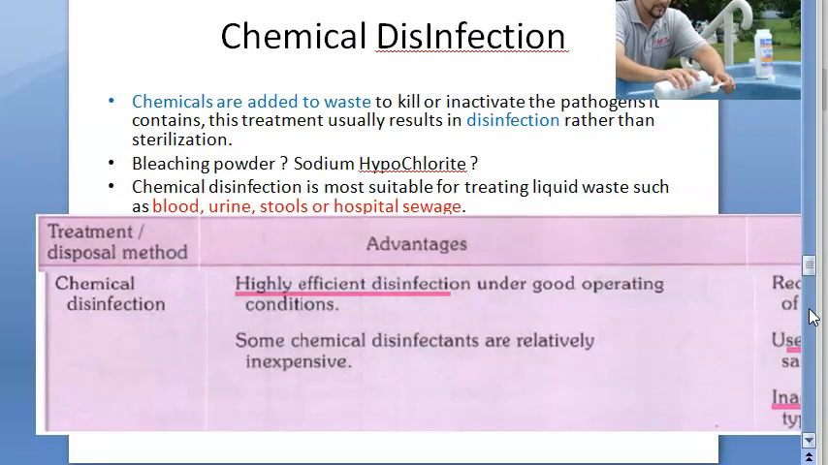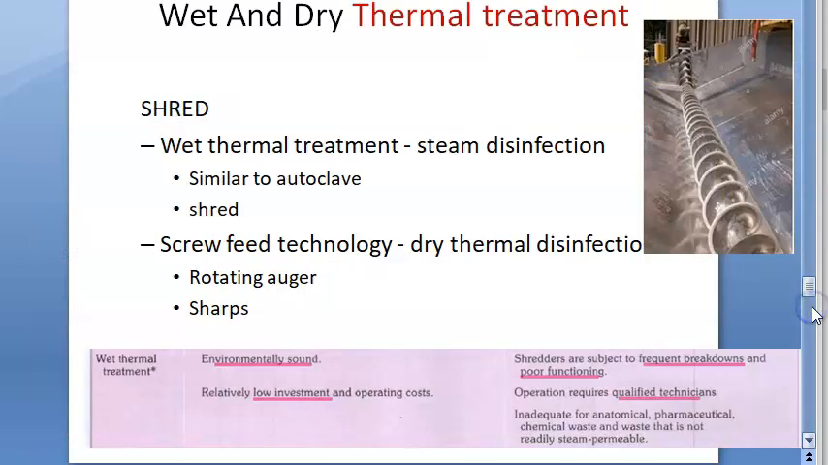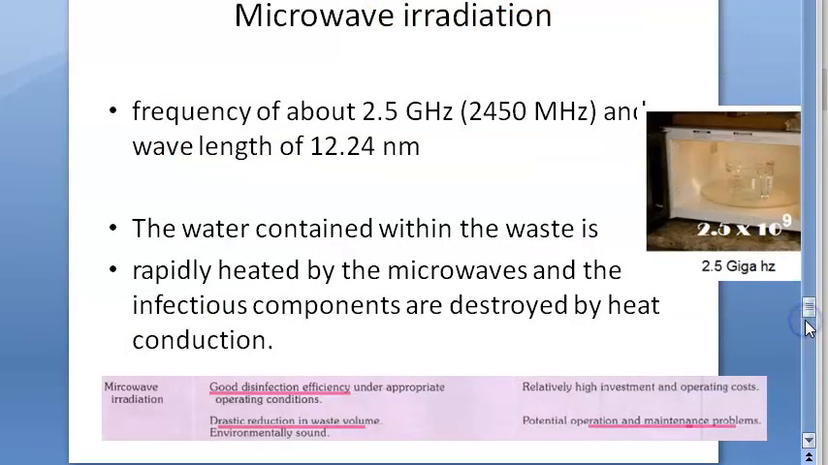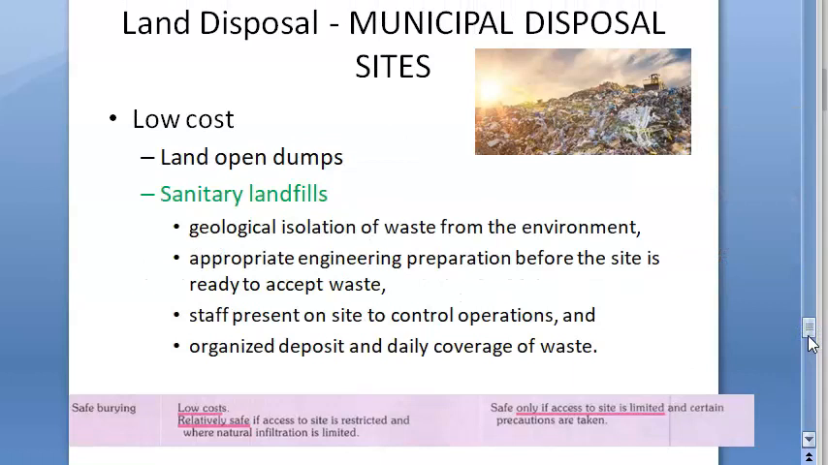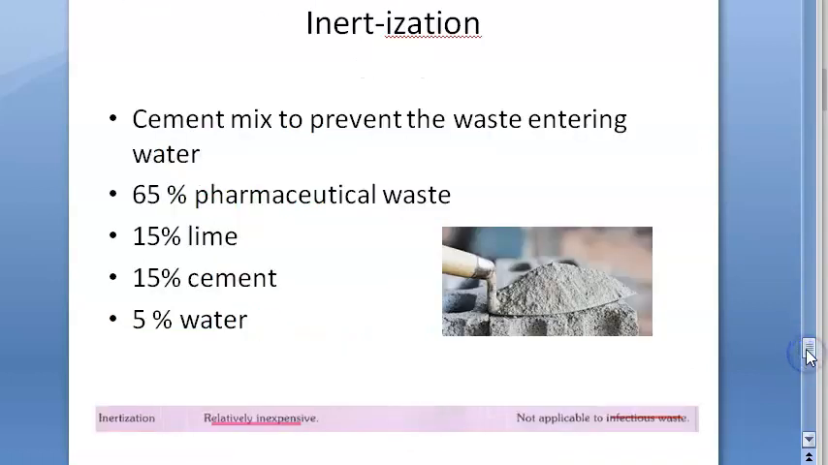Chemical disinfection, disinfect with some chemicals. Wet and dry thermal treatment, shred and do some thermal treatment. Microwave irradiation, gigahertz, remember. Water contained in the waste will conduct this heat and it will kill the infectious components. Land disposal, you have open and sanitary. Sanitary is better. Inertization, mix with cement, etc. And then just make some cubes, pellets, etc.